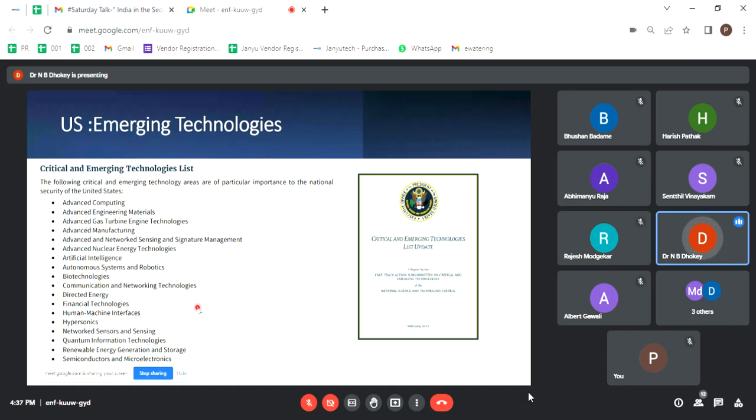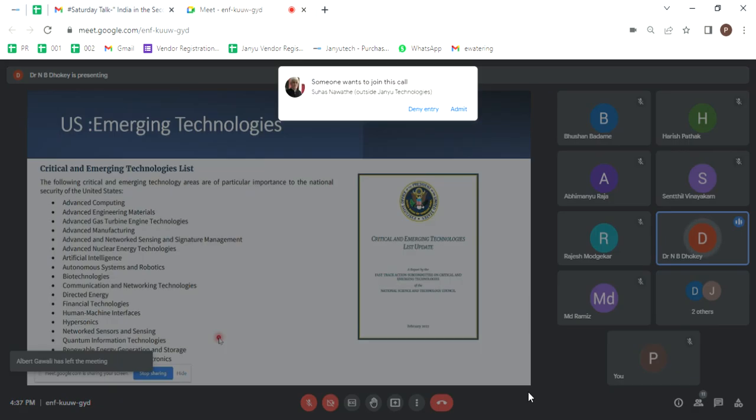Even if you look at the US document on emerging technologies, you'll find the relevance of these energies: advanced nuclear energy technologies, and directed energy, which is related to laser weapons and so on. Then you'll see renewable energy generation and storage, semiconductors, and microelectronics. These are all topics of relevance as far as energy is concerned, and we find energy usage in different forms.